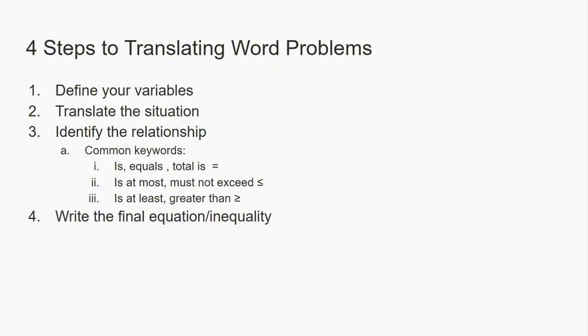Number 2, translate the situation. Number 3, identify the relationship. There are often common keywords that will be in the problems. For example, is, equals, or total is implies that you need an equal sign. Is at most or must not exceed means that you need a less than or equals to sign. Is at least or greater than implies a greater than sign. And lastly, write the final equation/inequality down.